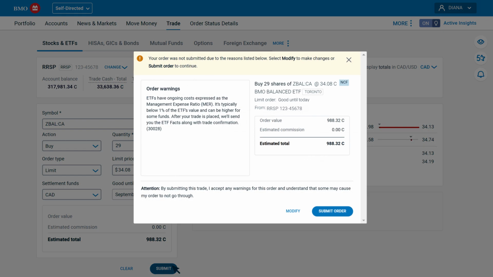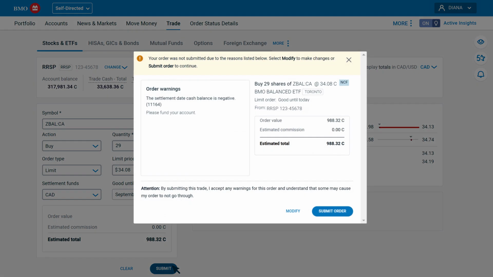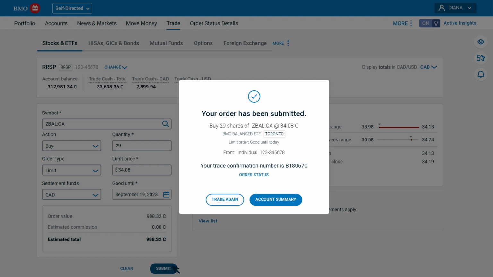Once you submit your order, the system does a quick check and gets back to you with any warnings. For instance, when you buy an ETF, you'll see information about an ETF management fee, a standard fee that is usually applied. You may see a warning if you don't have enough cash to cover the cost of the trade. If this happens, you can simply go back to your order, modify the quantity, and submit the trade again. If there are no warnings, the order will go straight to market.